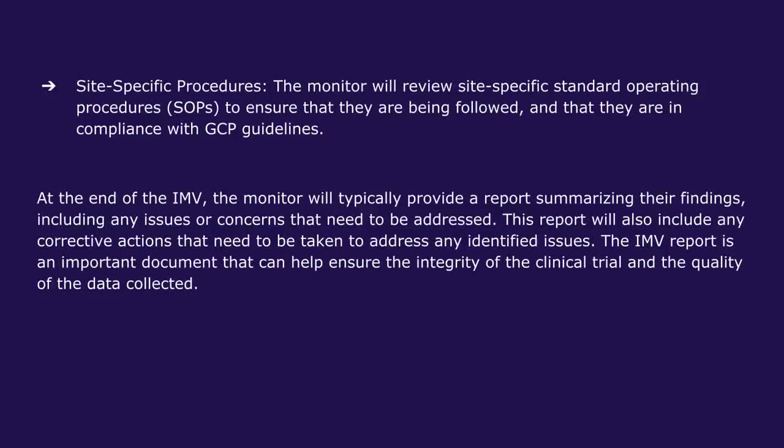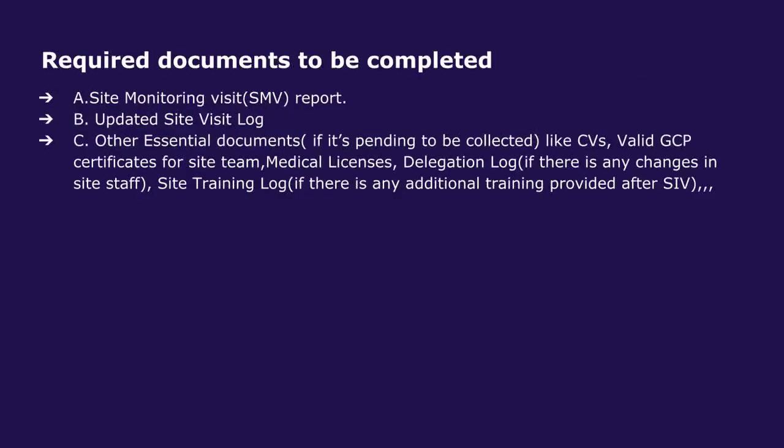At the end of the IMV, the monitor will typically provide a report summarizing their findings, including any issues or concerns that need to be addressed. This report will also include any corrective actions that need to be taken to address any identified issues. The IMV report is an important document that can help ensure the integrity of the clinical trial and the quality of the data collected. Below are the required documents to be completed at this stage: site monitoring visit report.